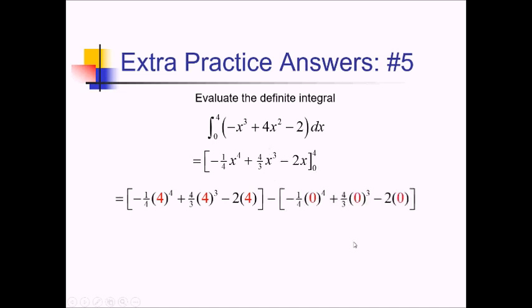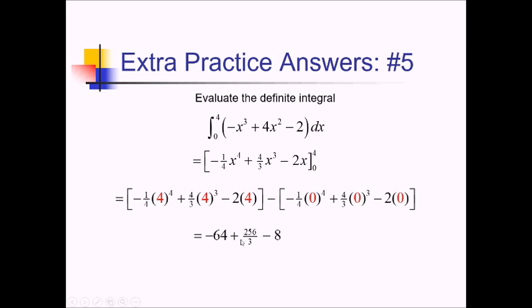Now, on this particular problem, since everything here had a variable, plugging in 0 pretty much wipes out that whole second bracket. So really, it's just this first bracket that we're looking at. Going through term by term, we've got 4 to the 4th. Actually, one of these 4s can cancel with the 4 down here, so this is really negative 4 cubed, or negative 64. Next, 64 times another 4 is 256 over 3. And then finally, this is minus 8.